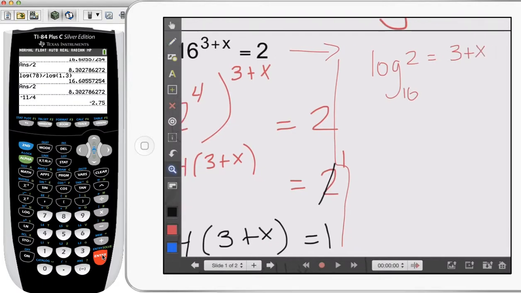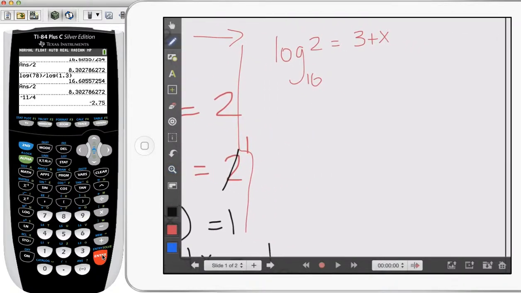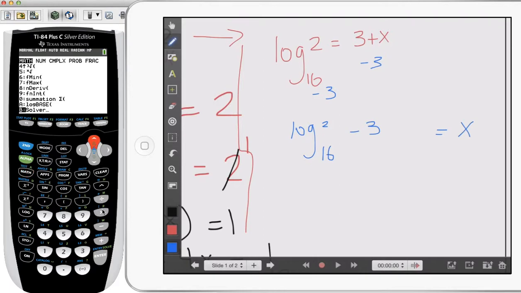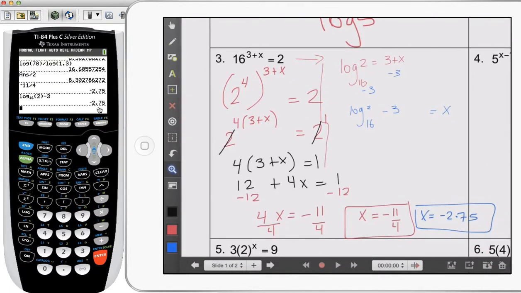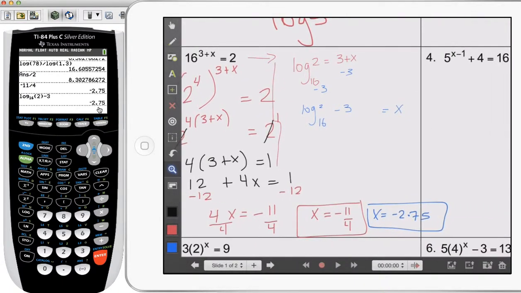Now remember, to find x, you need to isolate the x. So subtract 3 from both sides. So x is equal to log of 2 base 16 minus 3. Let's find that, and it should be the same answer as we found before. Again, if log base is not working, you can do log of 2 over log of 16. As you can see, we got the same answer. So you can either keep it as exponential and solve it algebraically, or you can change it to log form and solve it as well.